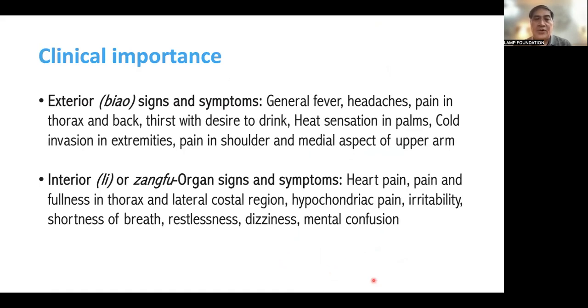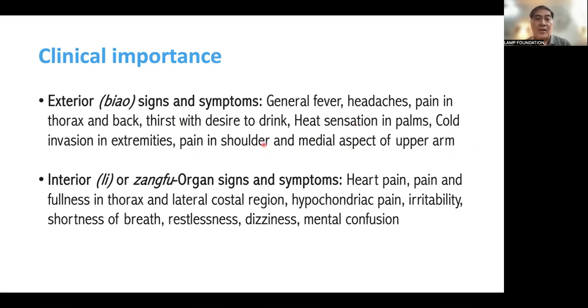So if exterior, there is general fever, headaches, pain in the thorax and back. If you notice, this actually has something to do with the course of the primary pathway: thirst with desire to drink, heat sensations in the palms, cold invasion in extremities, pain in the shoulder and medial aspect of the upper arm. So it's mostly the primary channel.